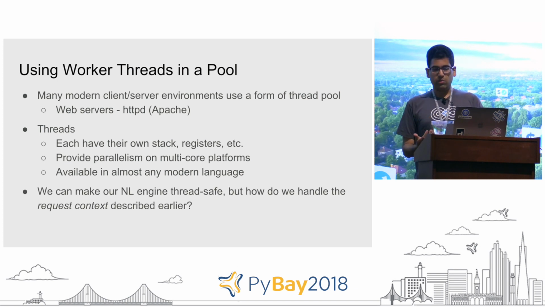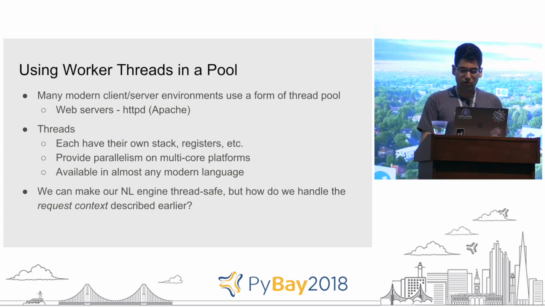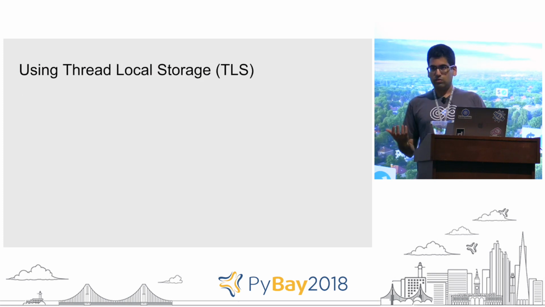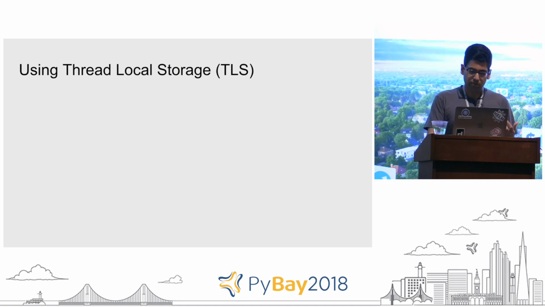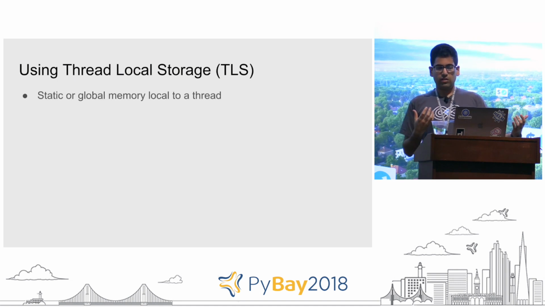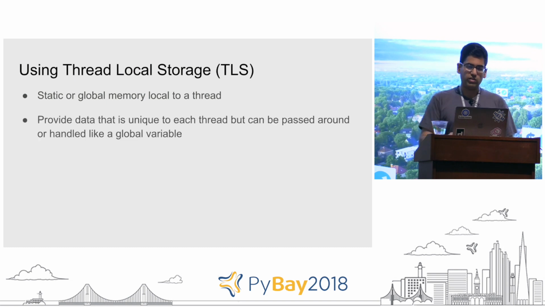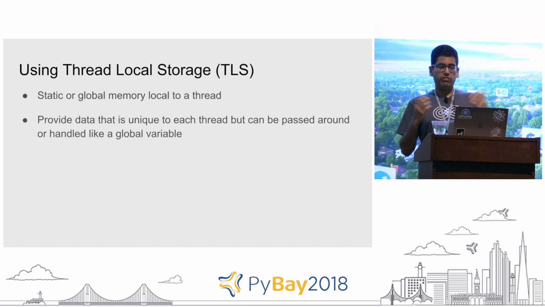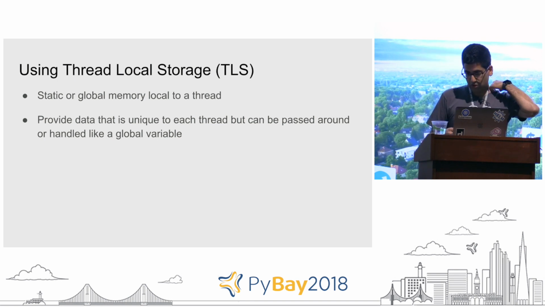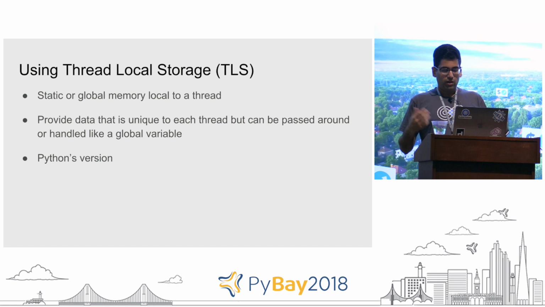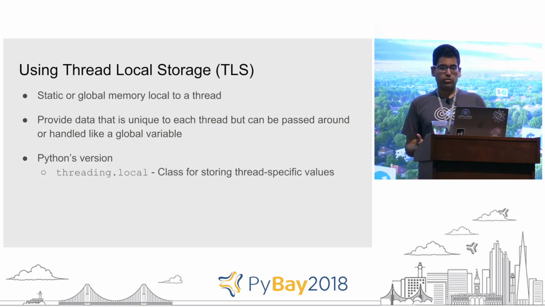So, we can make our NL engine thread safe, but how do we handle this request context that I just described? This kind of borrows a concept that's been around for a while called thread local storage. Essentially, this is static or global memory that's local to a thread. You can think of this as a global variable, but the value is unique for each thread that's actually being used. In Python, the class for storing these thread-specific values is called threading.local.